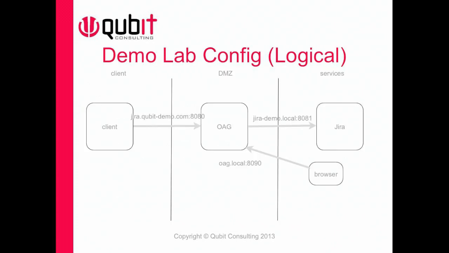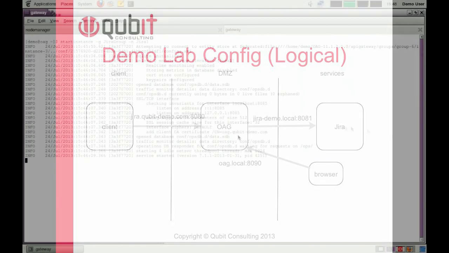The lab is just set up on a MacBook Pro with VMware to run a few of the components. The client here is just a browser running in the MacBook Pro. API Gateway I have installed on an Oracle Linux inside a virtual machine, and Jira is running in an Ubuntu server instance running in another virtual machine. I'm also using a browser to access the management application of OAG.